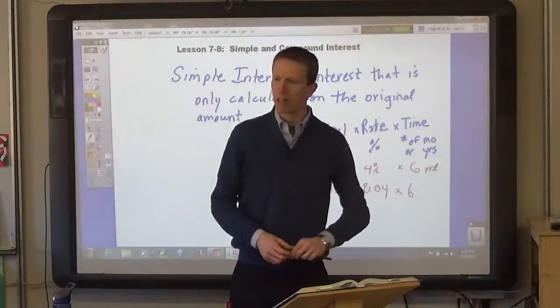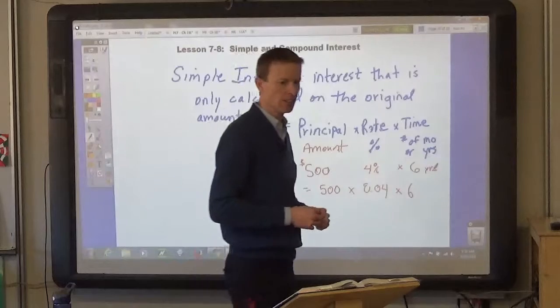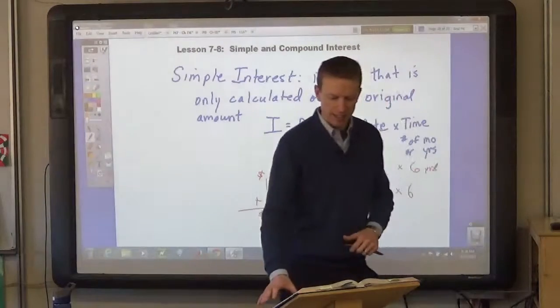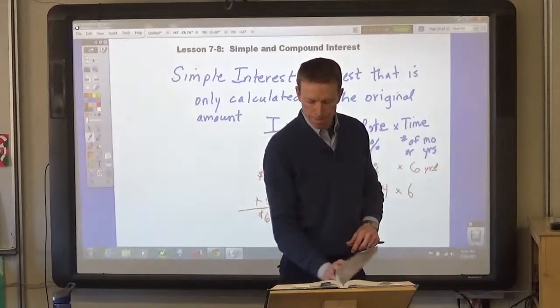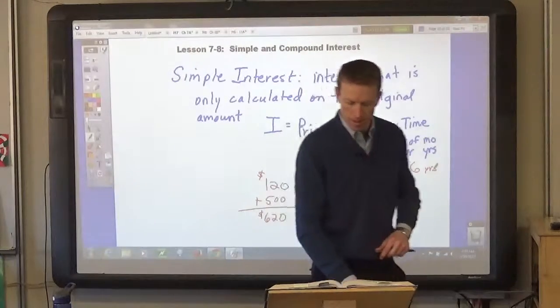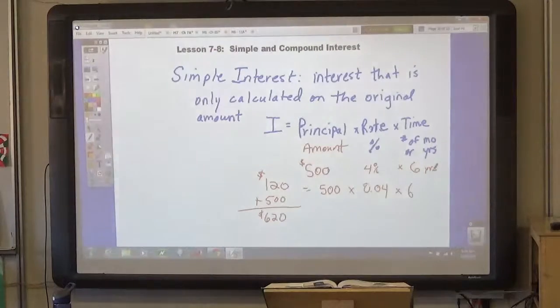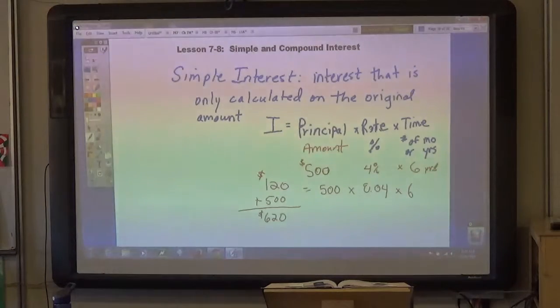So that's how simple interest works. And that's what we're going to cover in today's lesson, finding simple interest. Okay? We're going to talk about compound interest tomorrow. Okay?